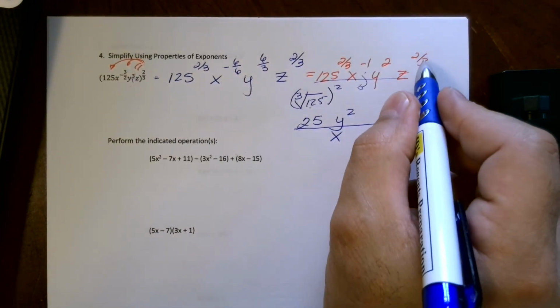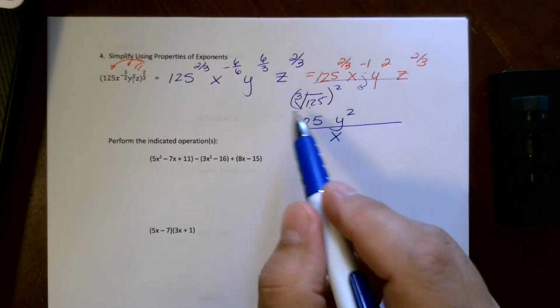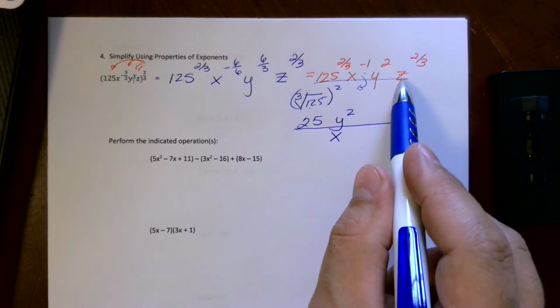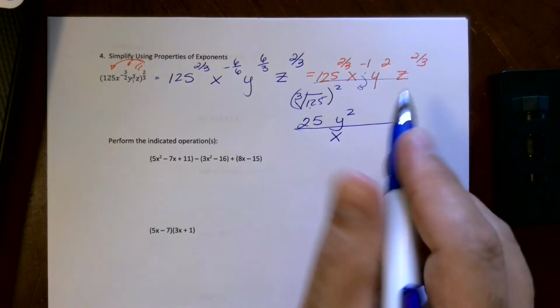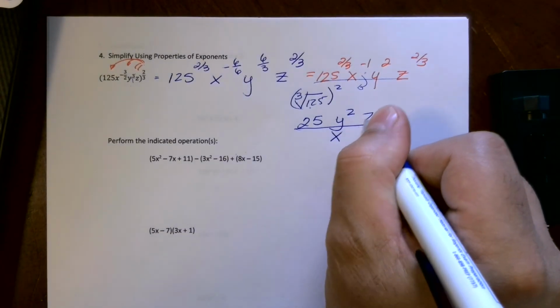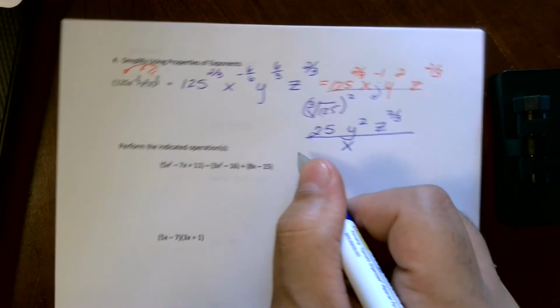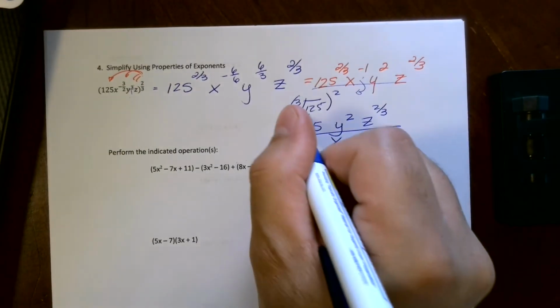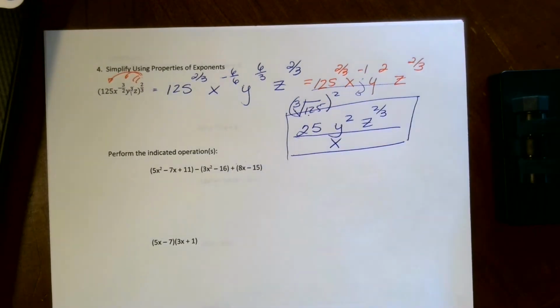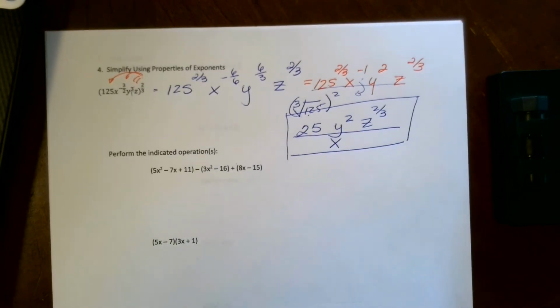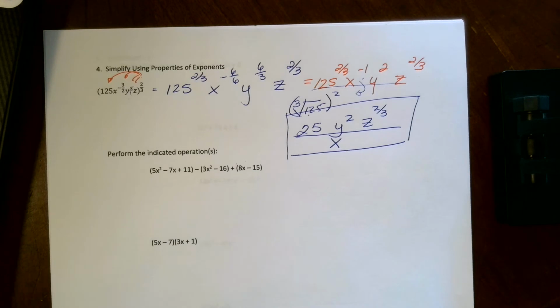And z to the 2/3, if we wanted to write it as a radical, we would say the cube root of z squared, but that doesn't really help us. There's not a whole lot we could do with this one, so let's just leave it as z to the 2/3, and this is our final answer. 25y squared, z to the 2/3, all over x.